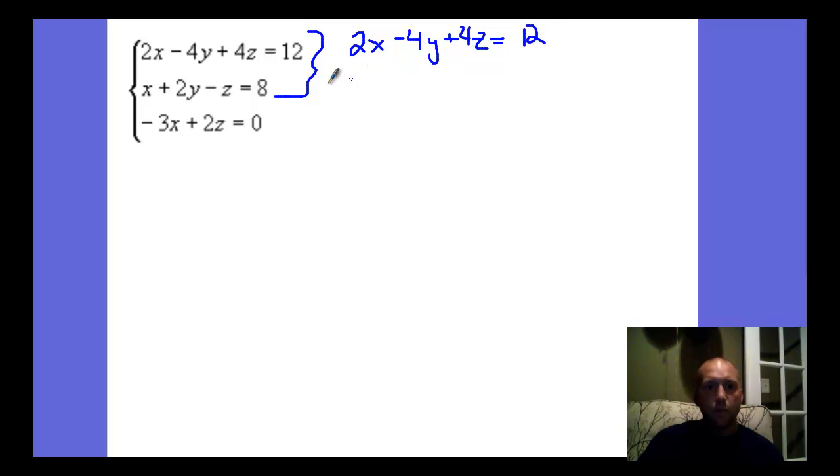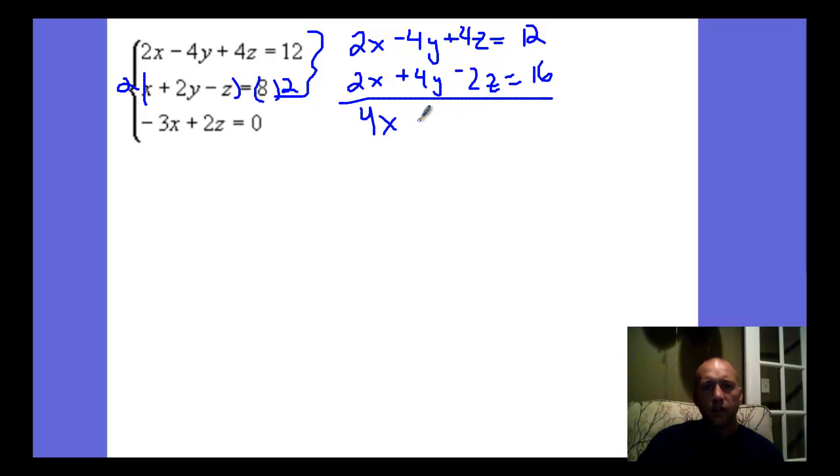And then I'm going to take the second equation, and I'm going to multiply by 2. If I do that, I get 2x plus 4y minus 2z equals 16. Now I can add these. So we get 4x plus 2z equals 28.